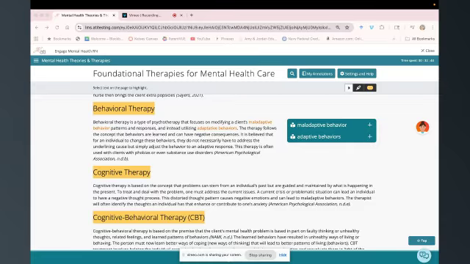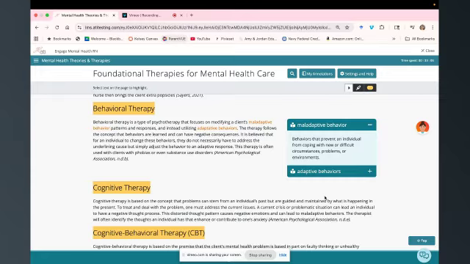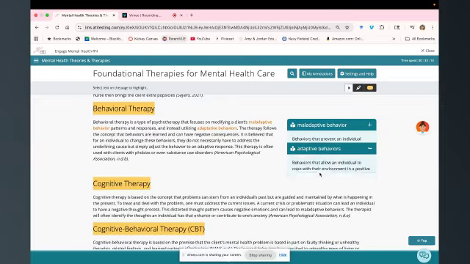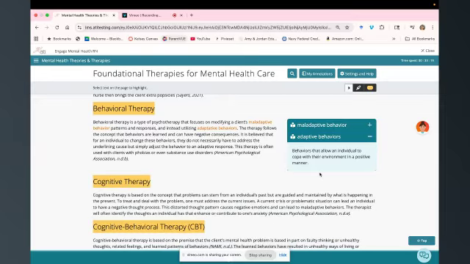So when we talk about behavioral therapy, this focuses on actions and behaviors. It's based on learning theory, classical and operant conditioning, and essentially the goal is to change maladaptive behaviors directly without necessarily focusing on thoughts or beliefs. Maladaptive behaviors are behaviors that prevent an individual from coping with new or difficult circumstances, problems, or environments. Adaptive behaviors allow the individual to cope with their environment in a positive manner.